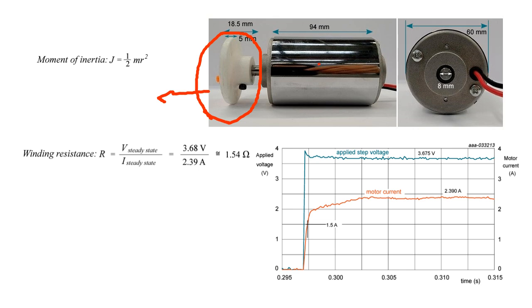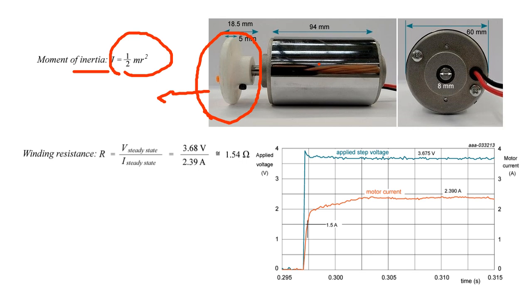So the moment of inertia J depends on 1 over 2 m r squared, where r is the radius. So your motor length and your motor width are important for the moment of inertia.